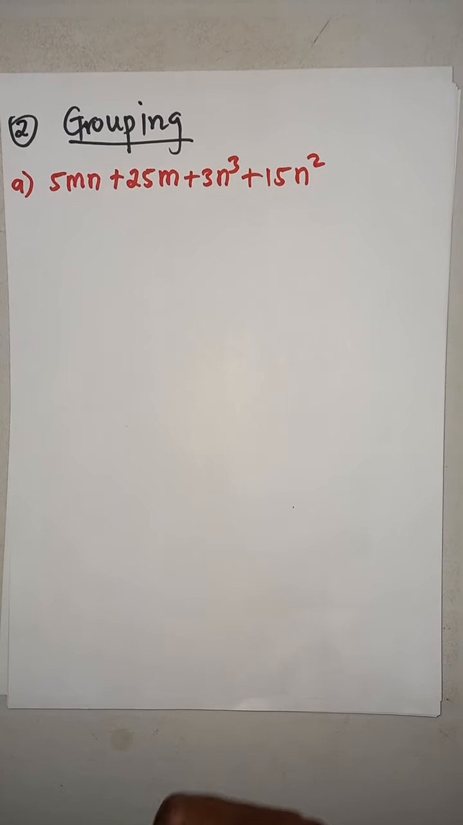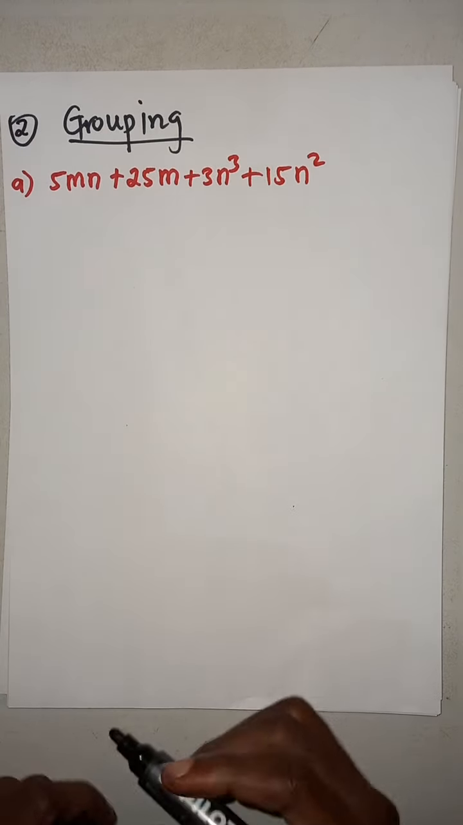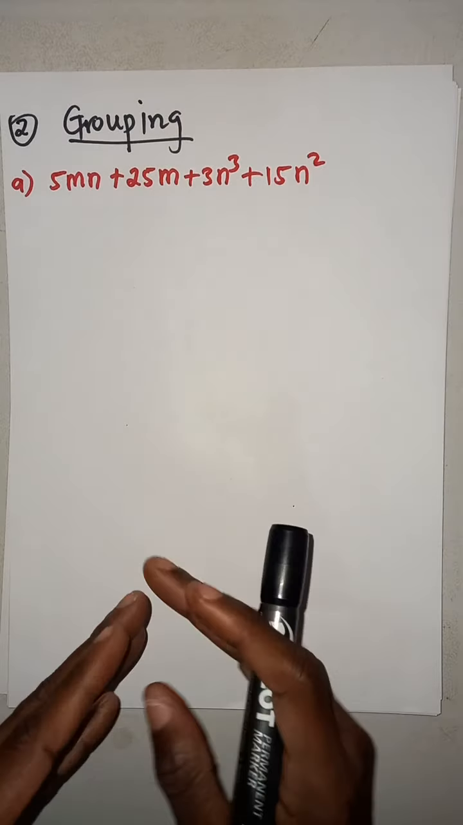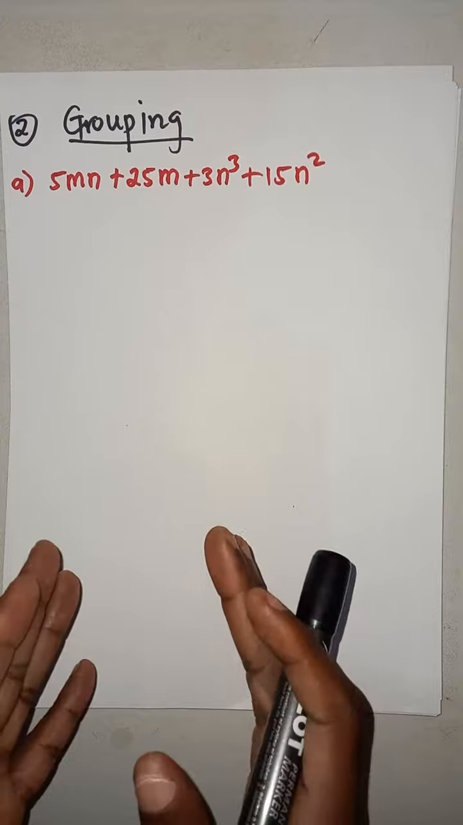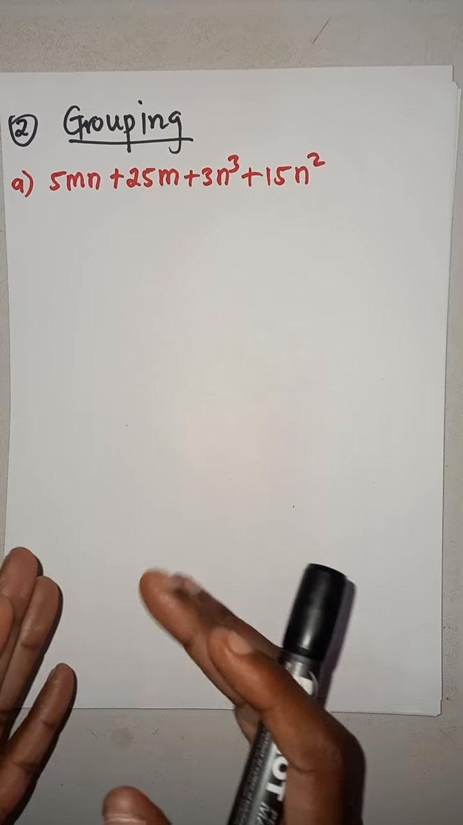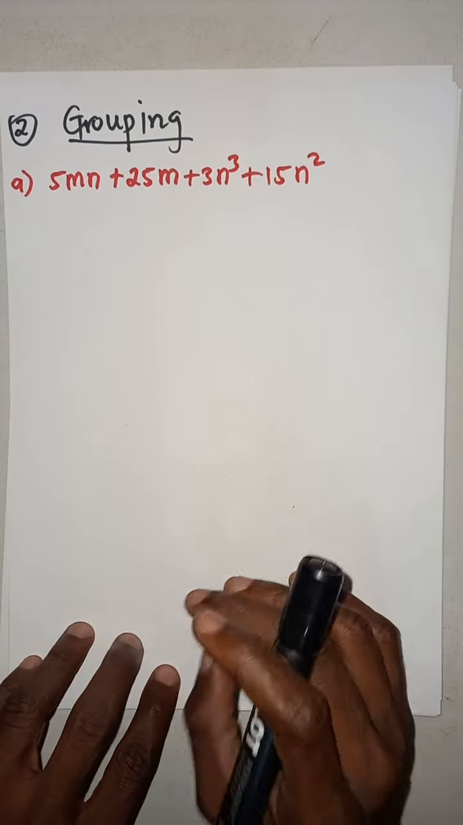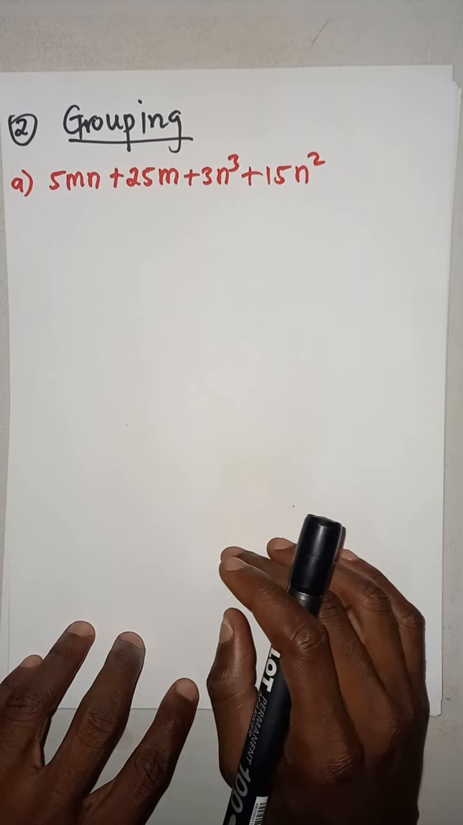Okay guys, this is part 2, factorizing by grouping. Grouping means putting two terms together which have something in common. If they do not have anything in common, do not group them. You only group terms which have something in common.